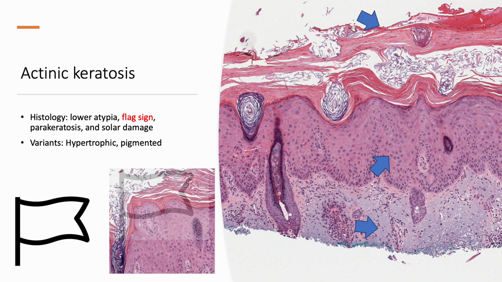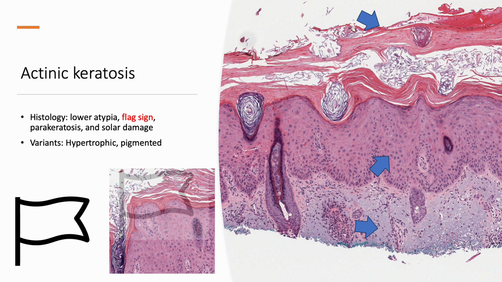In the cross section, you can see we use this as the flag sign, meaning it's a pole of normal basket weave stratum corneum with parakeratosis on top of this solar elastotic dermis. Those are the characteristic features of actinic keratosis.